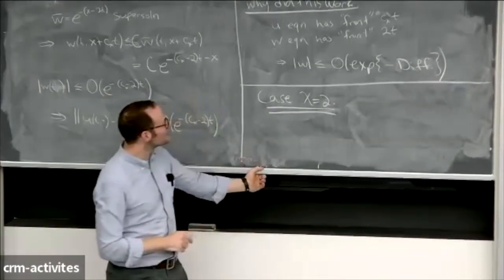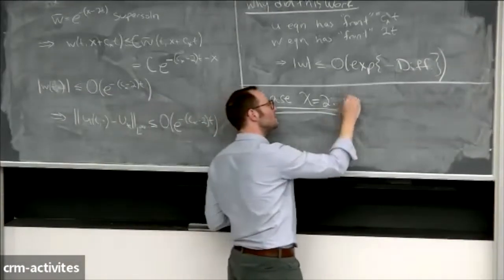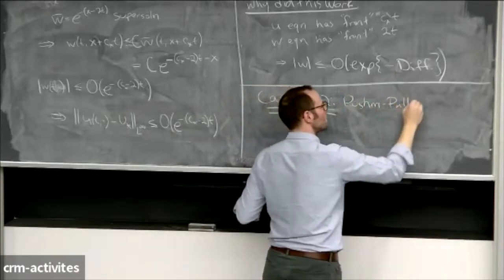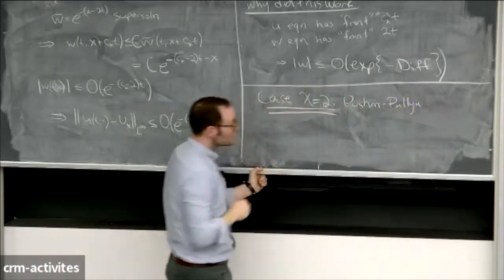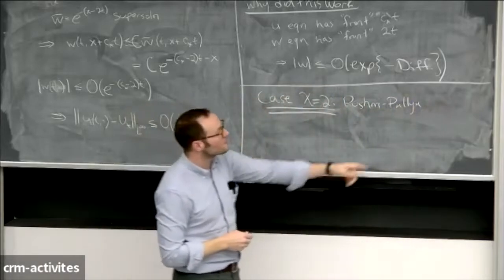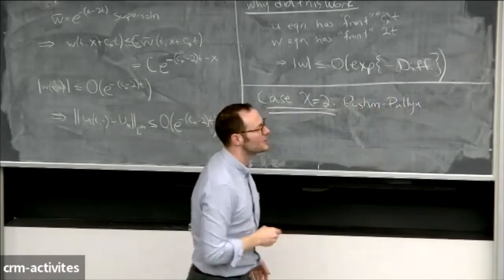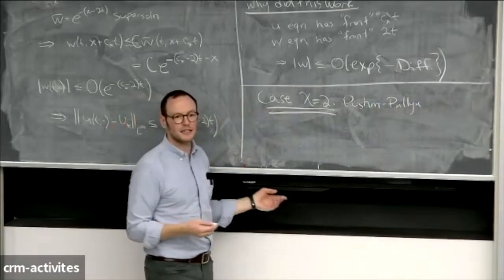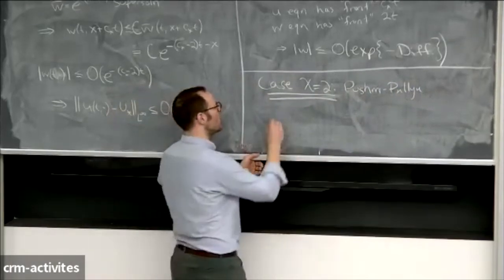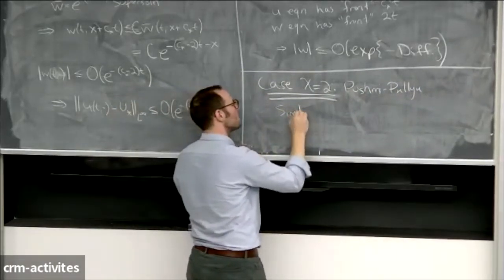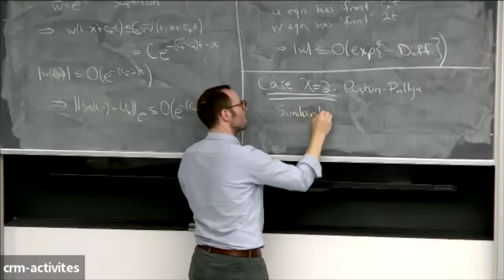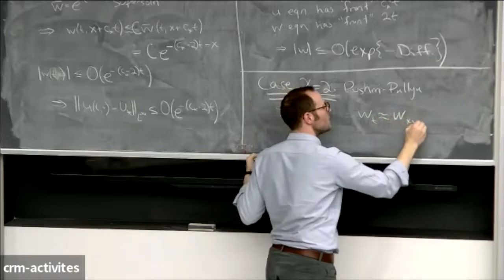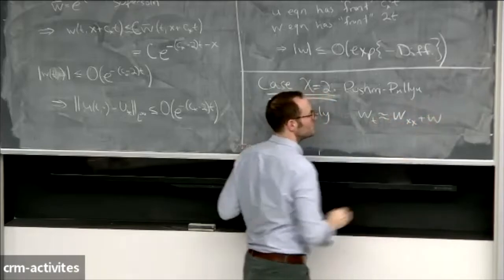Okay, so case chi equals 2. This is the push-me-pullyu case. Think of the computations I did for the push case, for the traveling wave, and what it tells you about eta. Well, it's the exact same thing, right? Those computations won't change at all. So similarly, we're going to get something like w_t is like w_xx plus w.